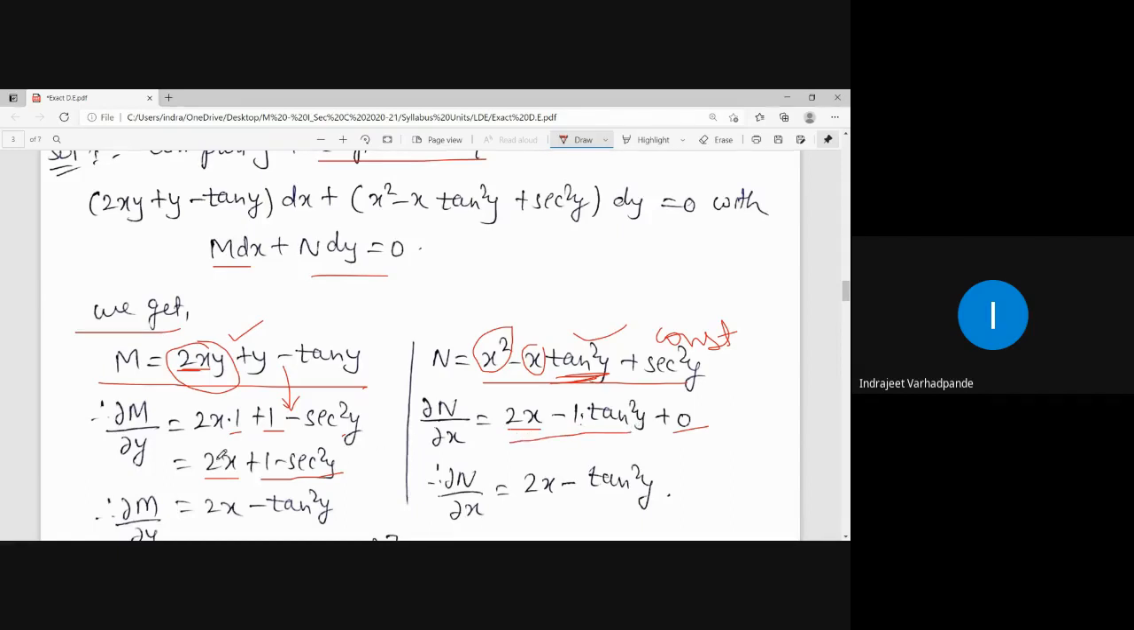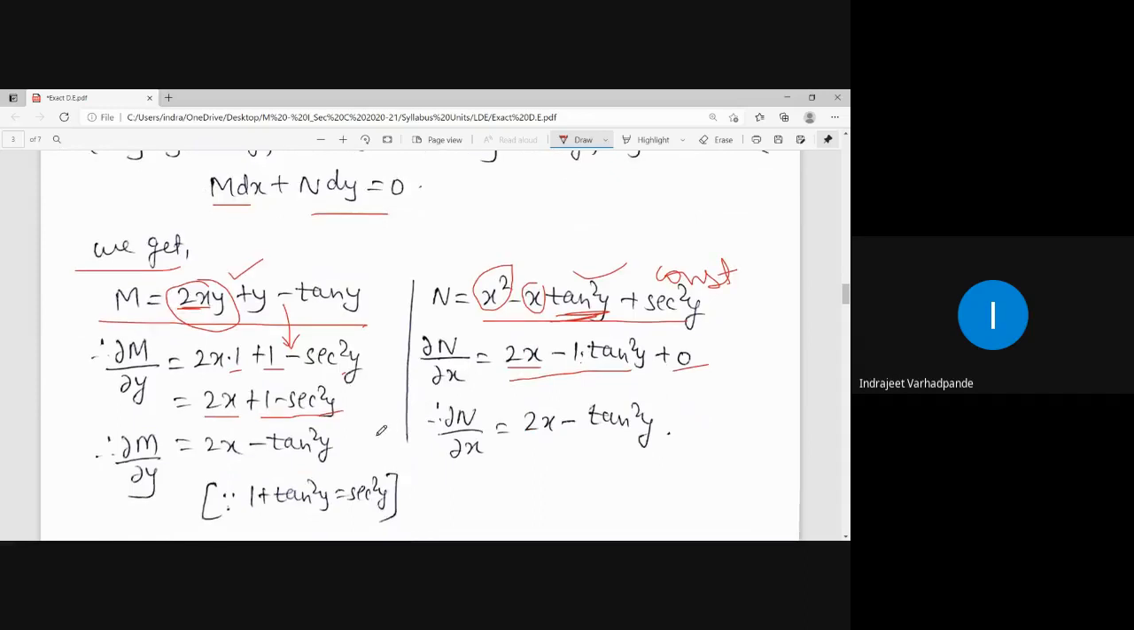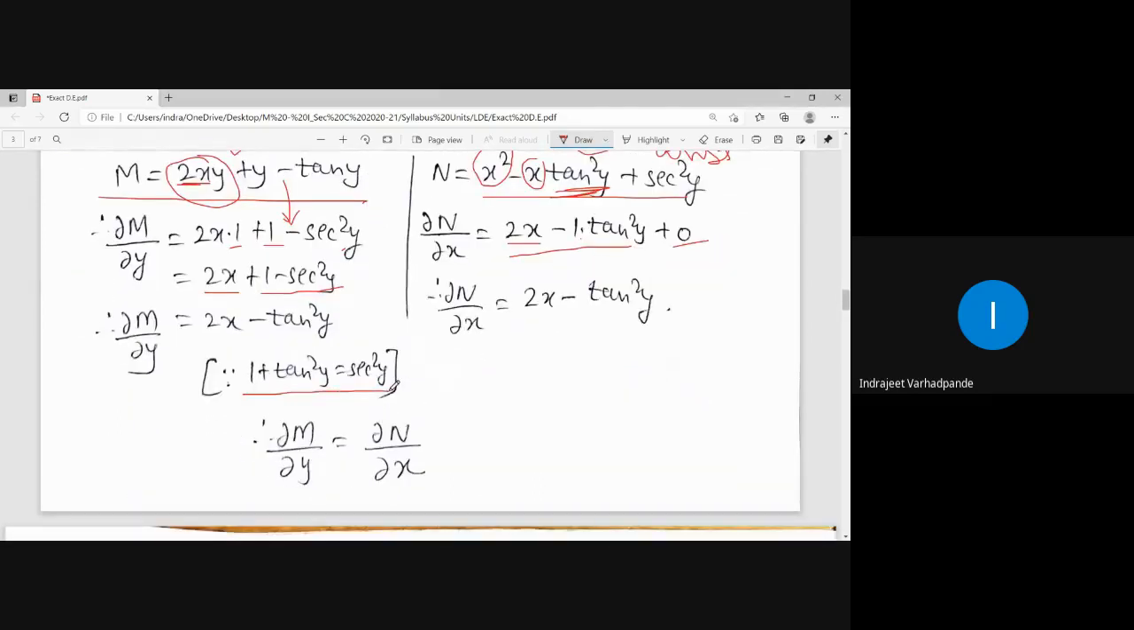But I find that here it is 2x plus 1 minus sec square y, and here it is 2x minus tan square y. In the initial step, if you compare, these two are not equal. But yes, I can surely make them equal. How? 1 plus tan square y is sec square y. So what will be 1 minus sec square y? It will be minus tan square y. Shift it to the other side. So this 1 minus sec square y is also written as minus tan square y.